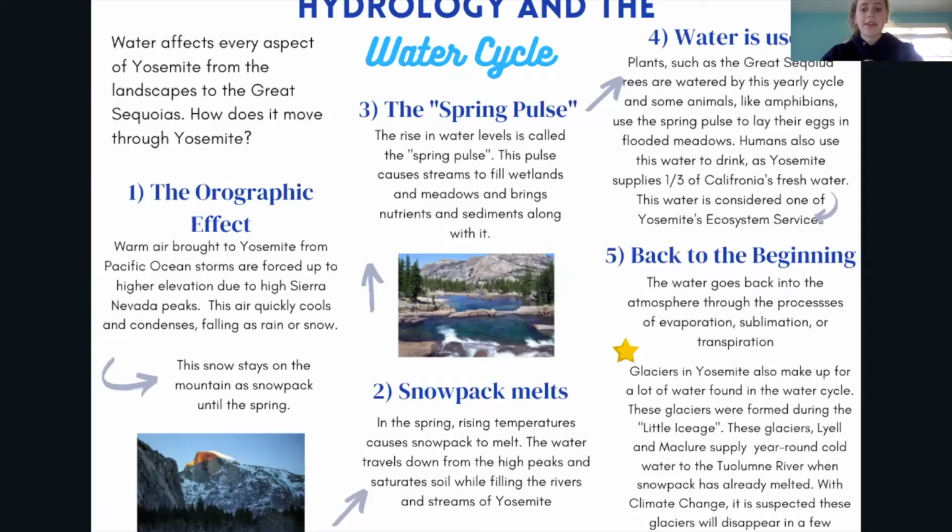These glaciers, Lyell and McClure, supply year-round cold water to the Tuolumne River once snowpack has already melted. With climate change, it is sadly suspected that these glaciers will disappear in a few decades.